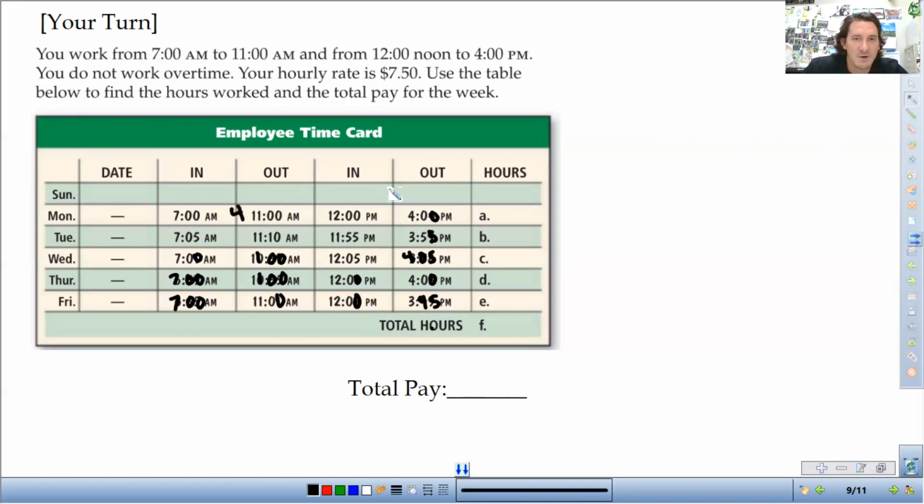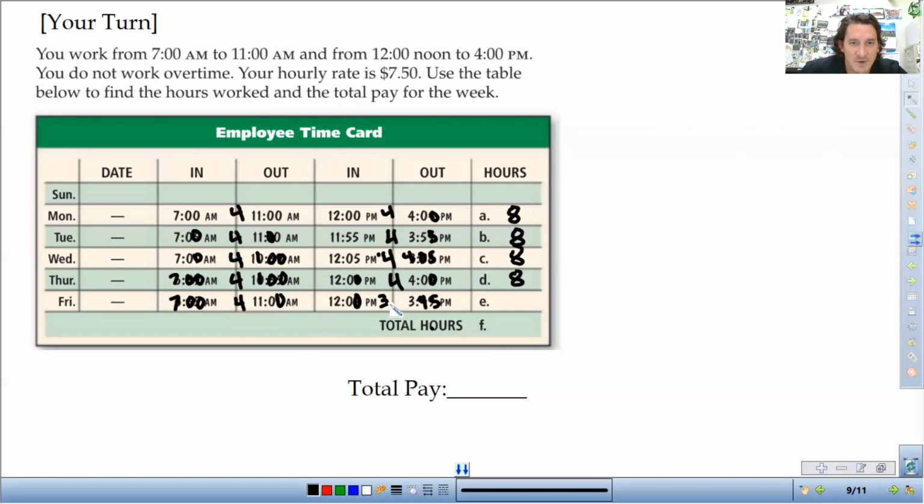So this is 4 hours, 4 hours, 8 hours. No, I need to change this. I'm going to just do to 11. So it's from 7 to 11. That's 4 hours. 11:55 to 3:55 is 4 hours. So that's 8 hours. So 7 to 11, that's 4 hours again. 12:05 to 4:05 is 4 hours. So that's 8. And then 7 to 11 here, that's 4 hours. 12 to 4 is 4 hours, so that's 8. 7 to 11, that's 4 hours.